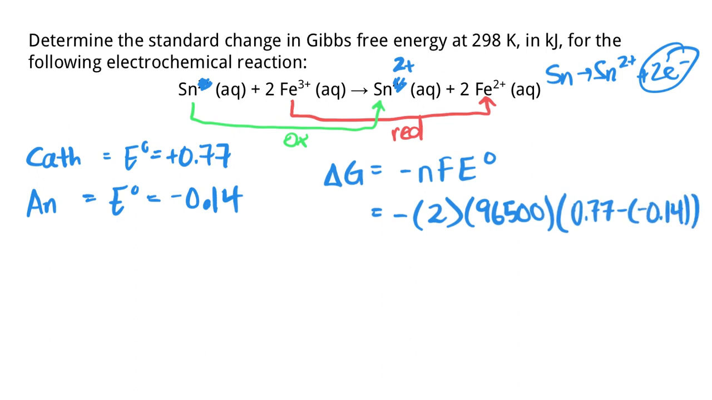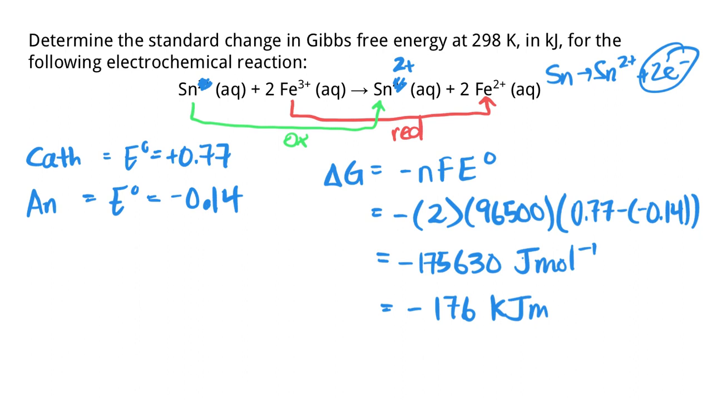And so that's going to give us a delta G value of negative 175,630. That's in joules per mole. So we want to convert that into kilojoules per mole. Just going to divide by 1,000. And I'm going to round it off to a whole number just so it looks good. So we get a delta G of negative 176, which means that this is spontaneous.